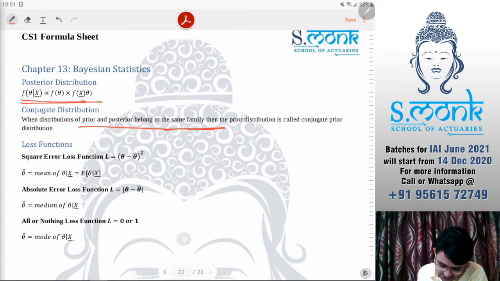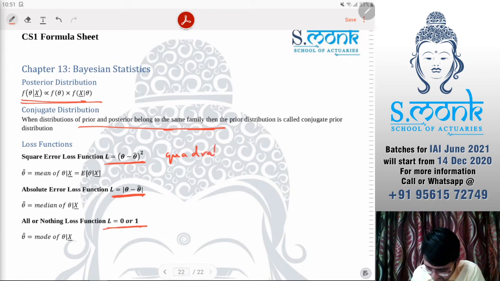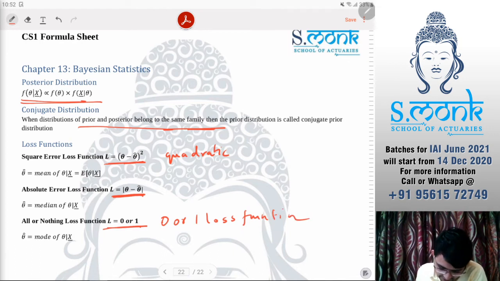Then we have loss functions. We have the squared error loss function, we have the absolute error loss function, and we have the all-or-nothing loss function, or 0 or 1 loss function. The squared error is also called the quadratic loss function. Okay, so we have an estimate. Proofs of these are also important. I'm not sure whether they will ask or not, but definitely they are important.